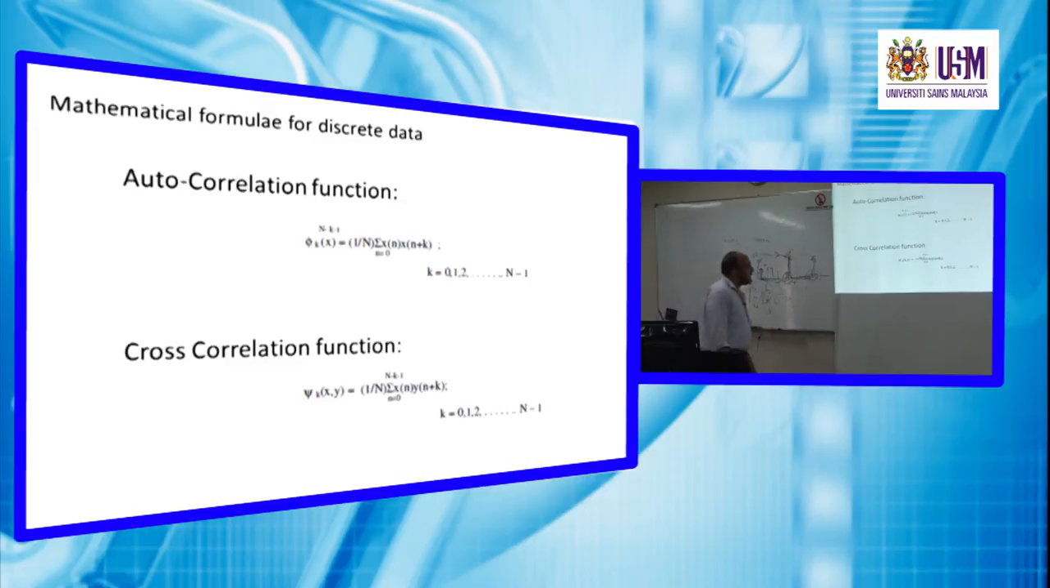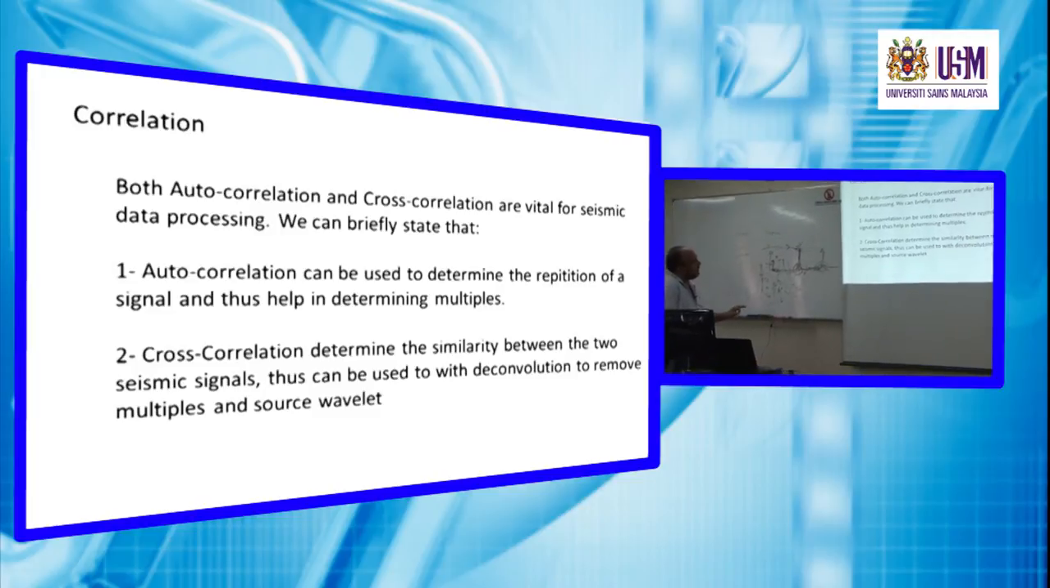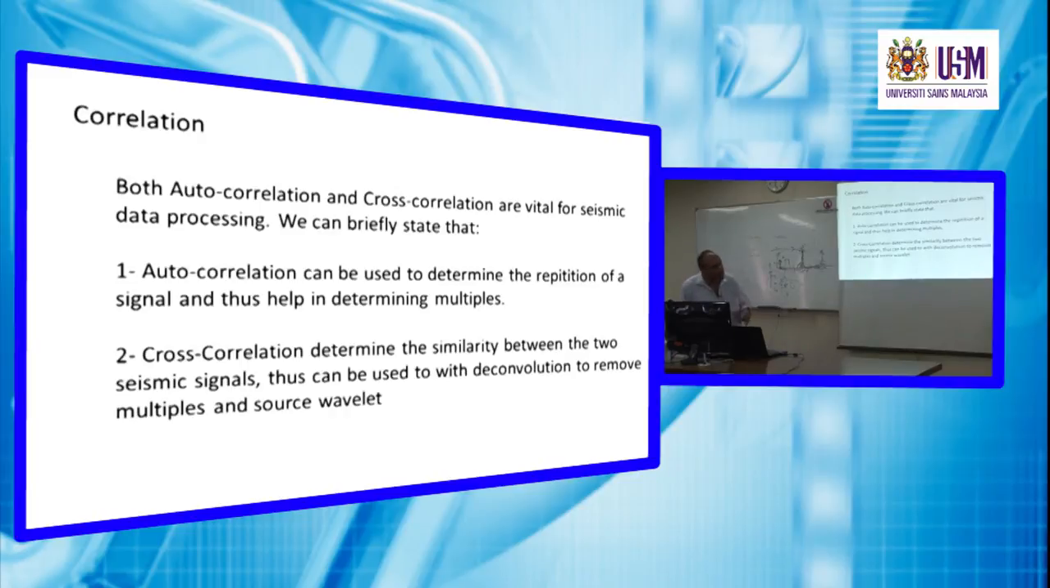The cross-correlation function is nearly the same, except that we replace the second function, x of n plus k, by another function other than the original one, y of n plus k. We have to state that both autocorrelation and cross-correlation are vital for seismic data processing. We will see some important features later in this lecture. We can briefly state that, one, autocorrelation can be used to determine the repetition of a signal and thus help in determining multiples. Two, cross-correlation determines the similarity between two seismic signals, and thus can be used in deconvolution to remove multiples and the source wavelet.